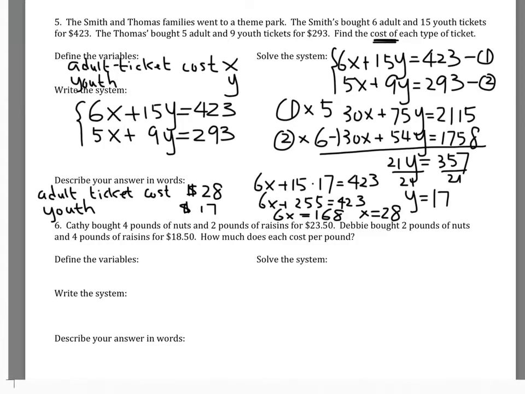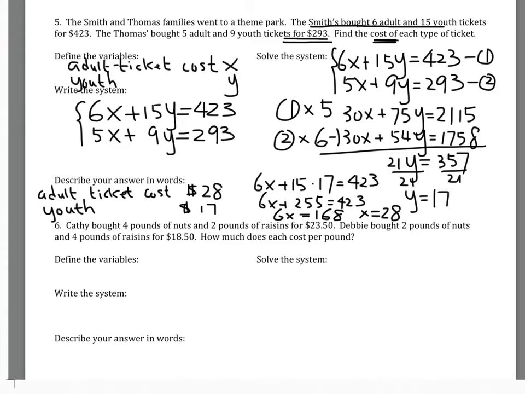Okay? So how do I write the system of equations? So I know 6 times X plus 15 times Y equals 423. That's the total amount Smith paid for their entrance fee. And then the second equation I have, 5 times X plus 9 times Y equals 293. That's the total amount for Thomas family. Putting these two equations together, we can solve for the cost. So I'm going to name number 1, 6x plus 15y equals 423. Second equation, 5x plus 9y equals 293.